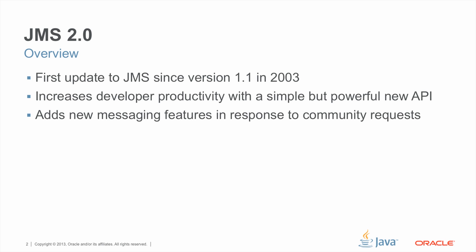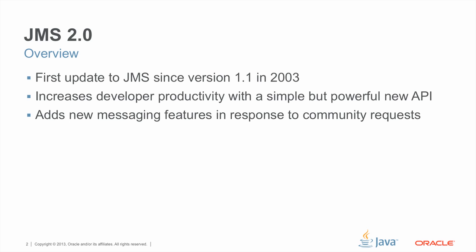JMS 2.0 is the first update to JMS since version 1.1 almost 10 years ago. I think one of the reasons why JMS hasn't been updated for such a long time is that the original authors got it pretty well right, and that people have been able to just get on and use it. There are a wide variety of competing implementations from a wide variety of organizations, large and small, closed and open source, which are being actively developed and used.